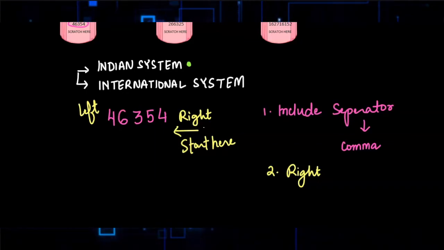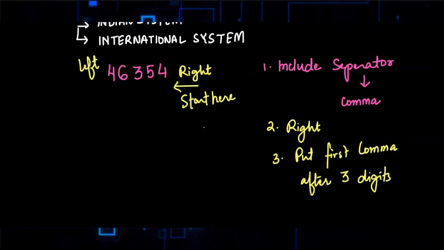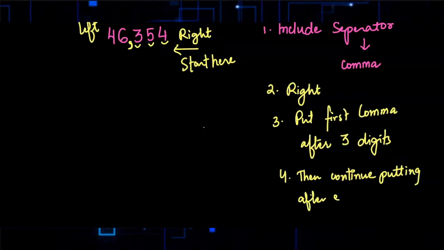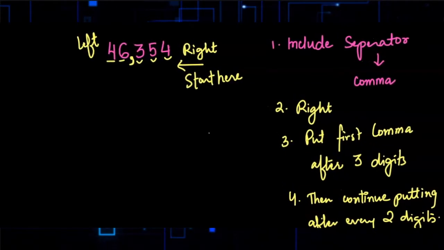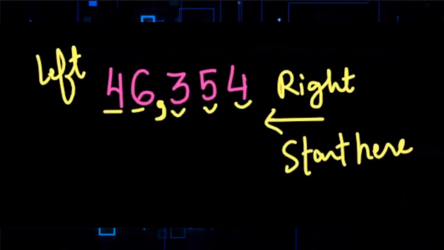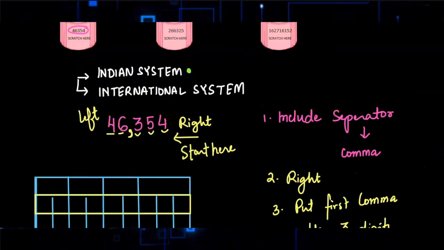Now we have to put the first comma after 3 digits. That means 1, 2, 3. We'll put our comma after 3 digits. We have put it here. Then continue putting a comma after every 2 digits. Getting my point? After 3 digits, we put a comma after every 2 digits. We have just 2 digits here, so we need not separate it. When we have to read or name any number, it's very important to know about the period and the place value of the number.